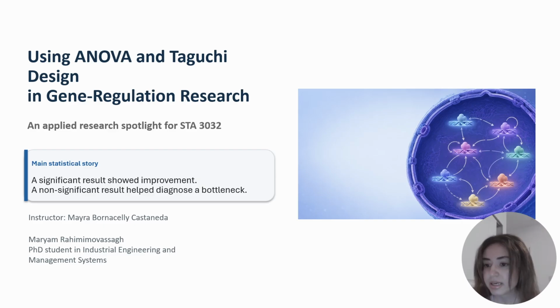The first part is a significant result showing one approach improved the performance. The second one is non-significant, which also helped me diagnose where the bottleneck was. When we do not get a significance, it does not mean that we failed. So I will also have that example to show different sides of the story. The goal is not just to fill in the tables; we are using statistics to make the research more defensible when we make conclusions.